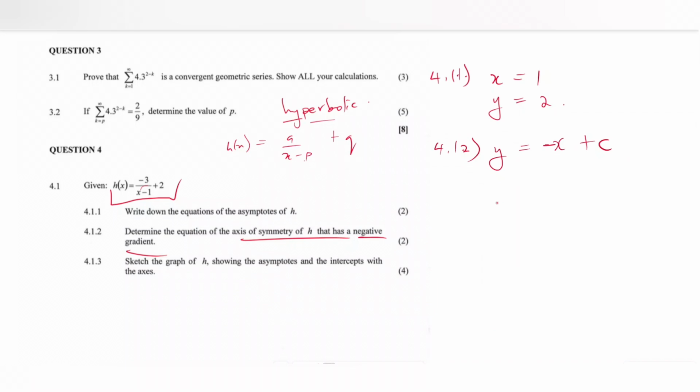Remember, the equation of axis of symmetry is a straight line. So it's in the form y is equal to mx plus c. Our mx is this part, where m is minus 1, then c. So now we want to find the value of c. That's what we need to do.